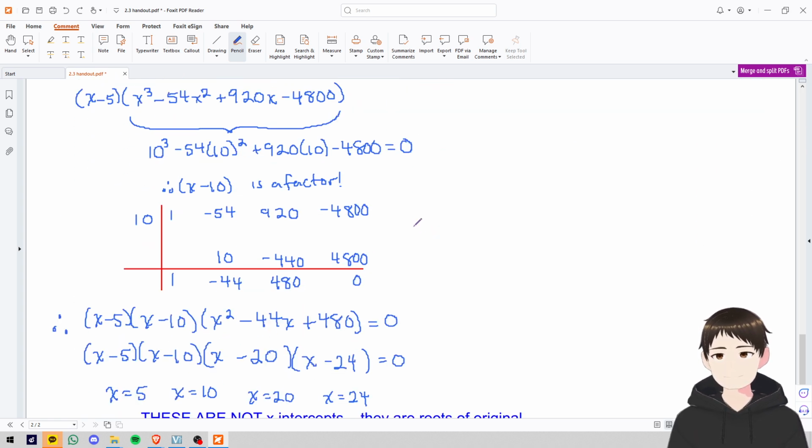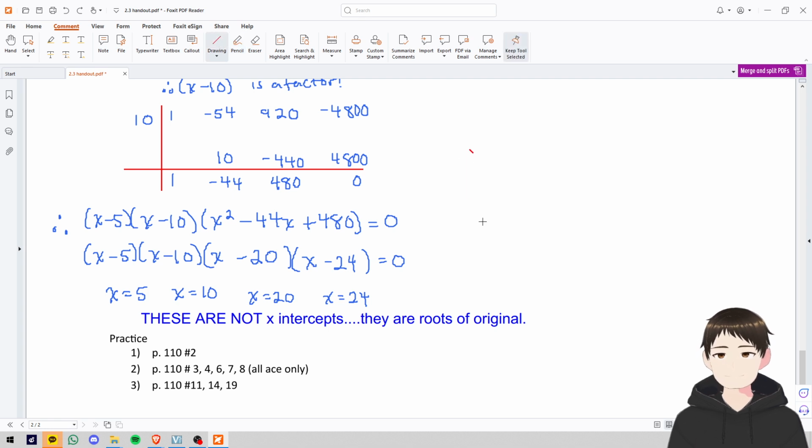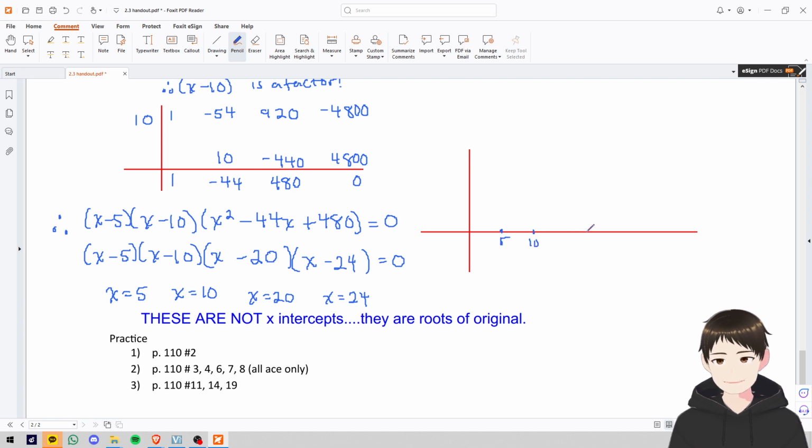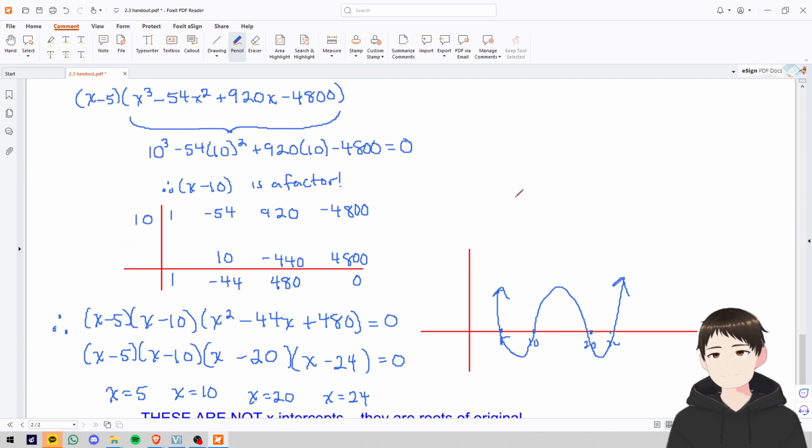For our made up equation, my x-intercepts would be 5, 10, 20, and 24. And being a quartic with a positive leading coefficient, it would be something like this. It would be something like this. Something like that. Okay?